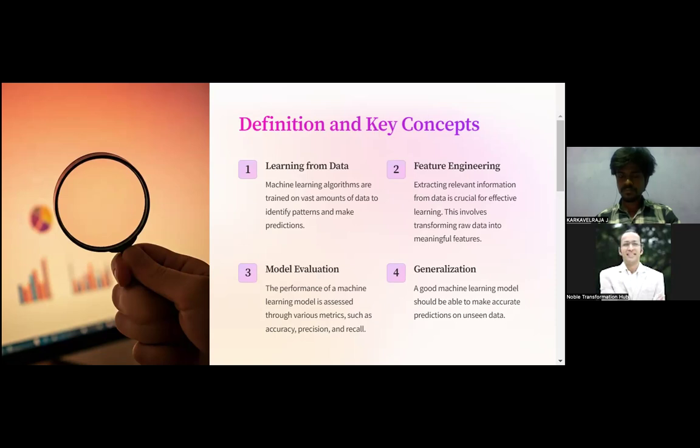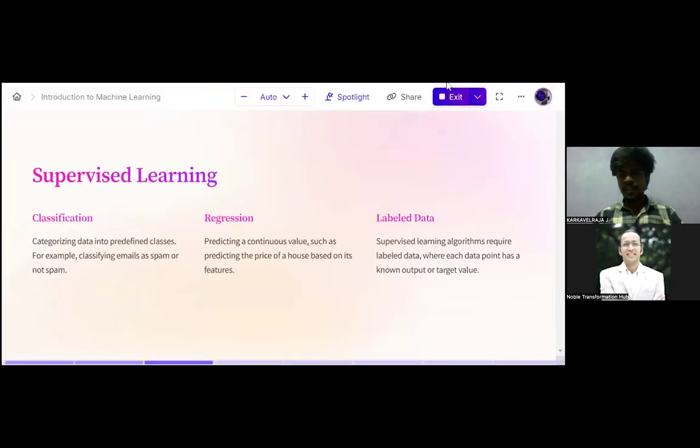Okay, let's move to the other slide. Yeah, sure, sir. Actually, it's a perfect, detailed explanation of these definitions and key concepts. That's great, sir. Okay, moving on. Let's see what we have next. Yeah, guys, I hope if you have watched our videos, this will be easier.